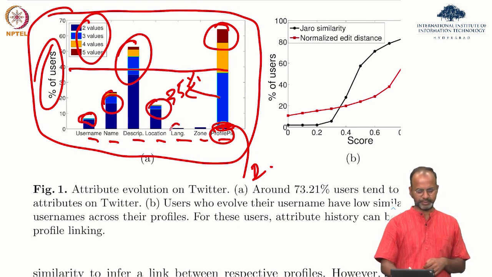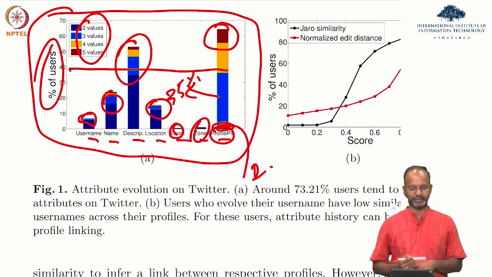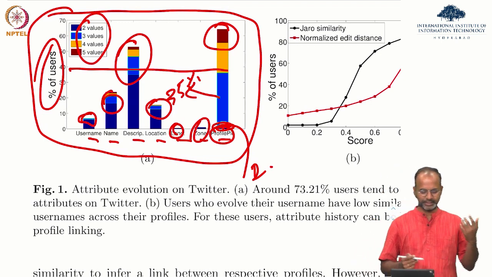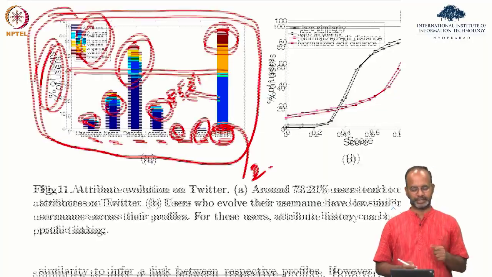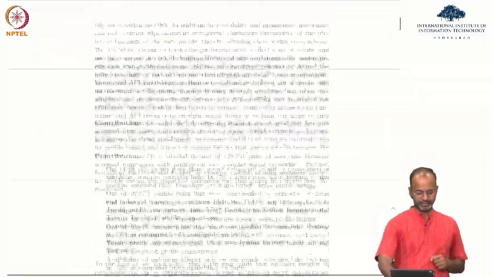Location, fewer people have changed. Language and zone, probably even fewer people have changed it, right? So this information can be very, very useful in deciding strategies for actually doing identity resolution.